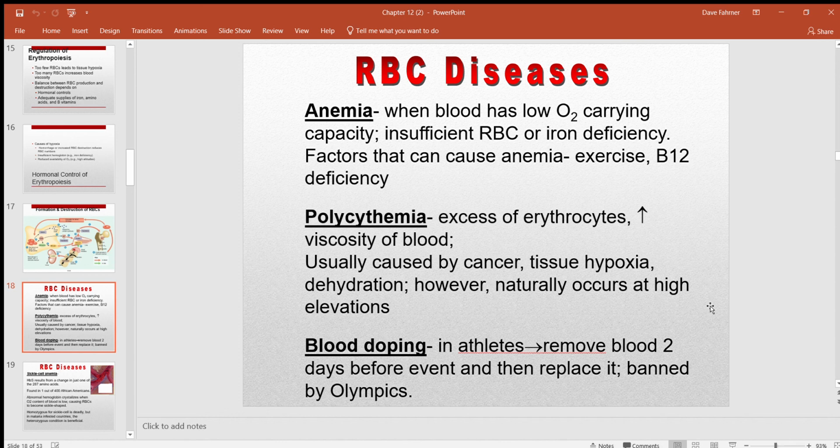Chemicals introduced into the body which make the red blood cell production too high. I'm sure most of you have heard that athletes do something called blood doping.